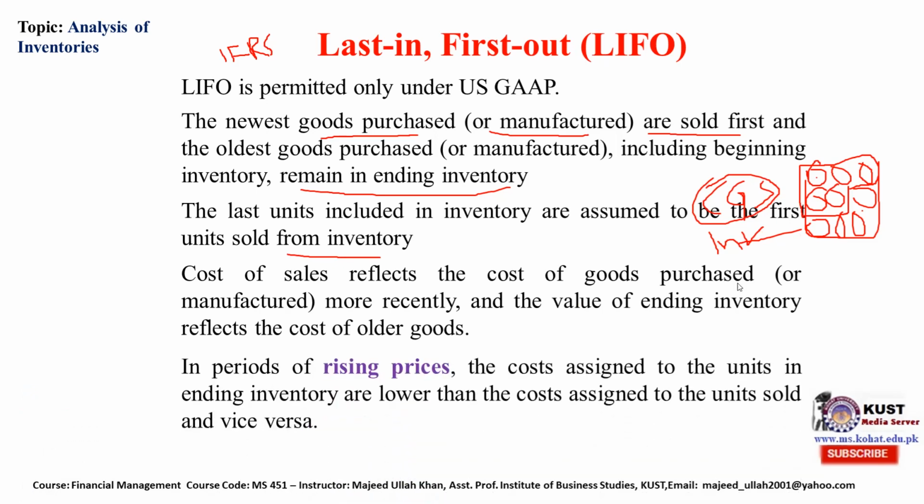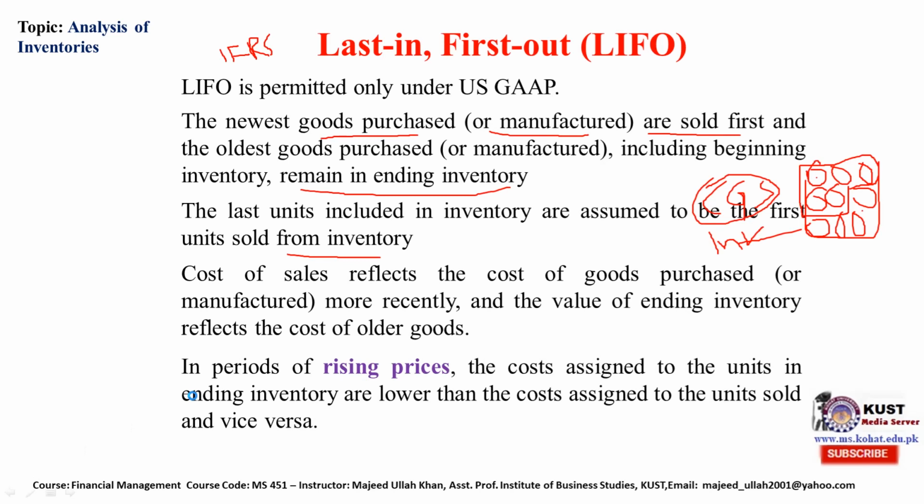In a period of rising prices, what will happen? Costs assigned to the units in ending inventory are lower than the cost assigned to the units sold, and under declining prices, the costs assigned to the ending inventory are higher than the cost assigned to the units sold.